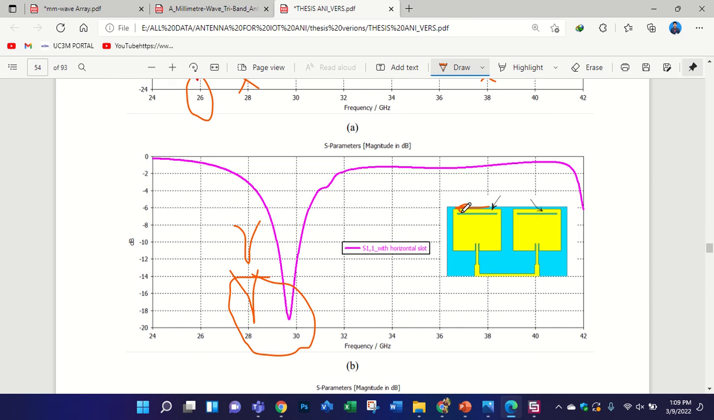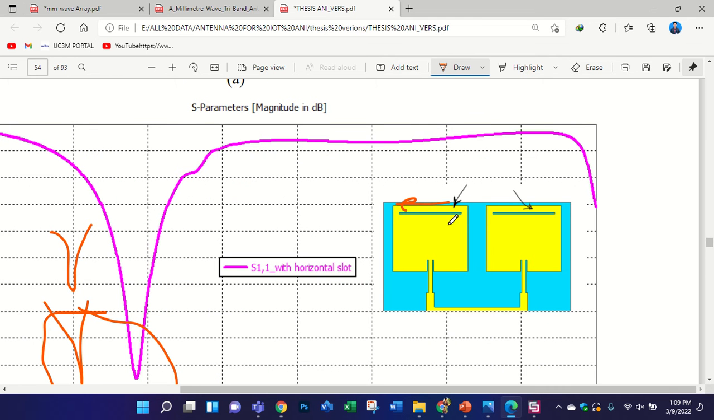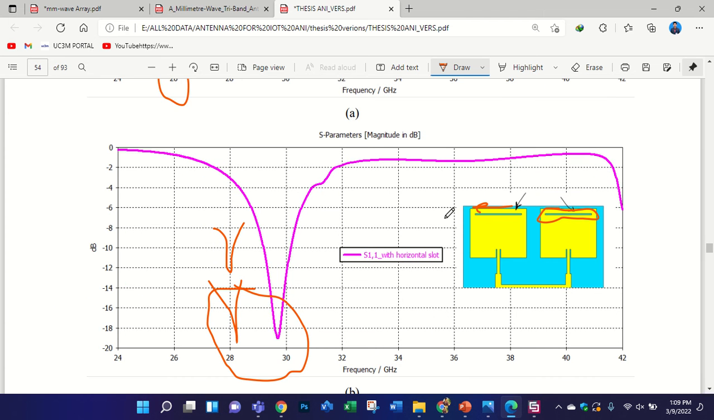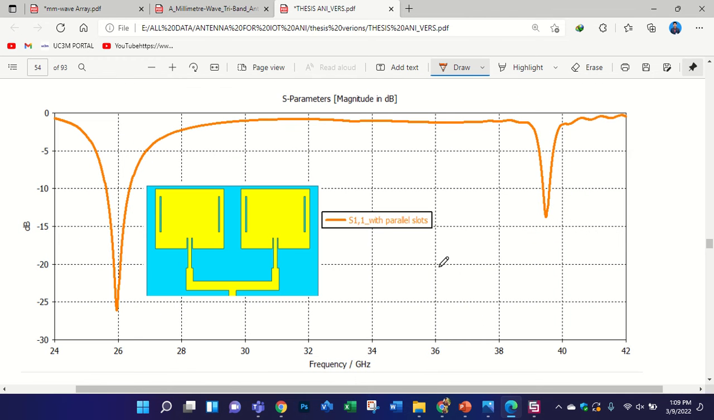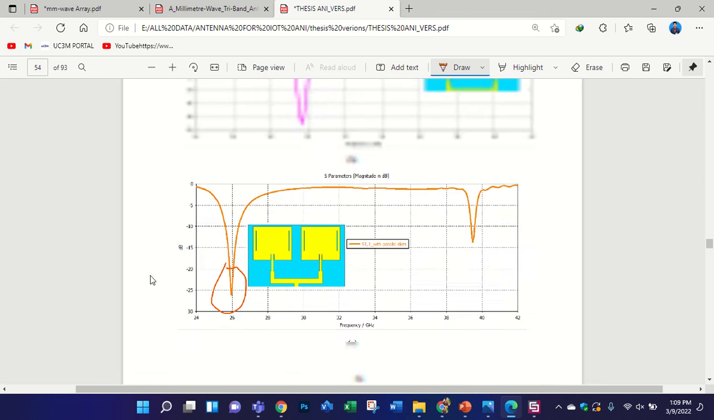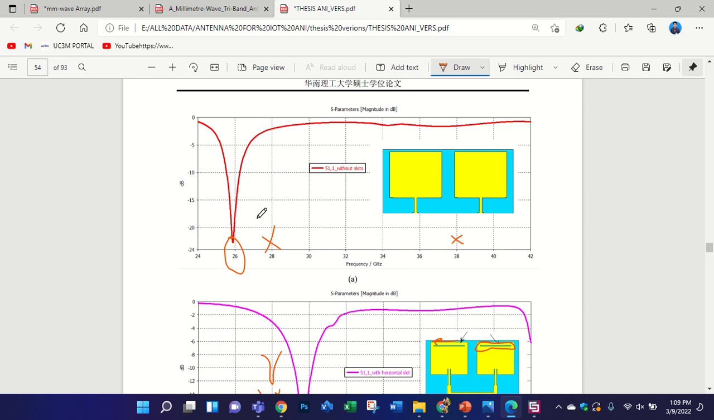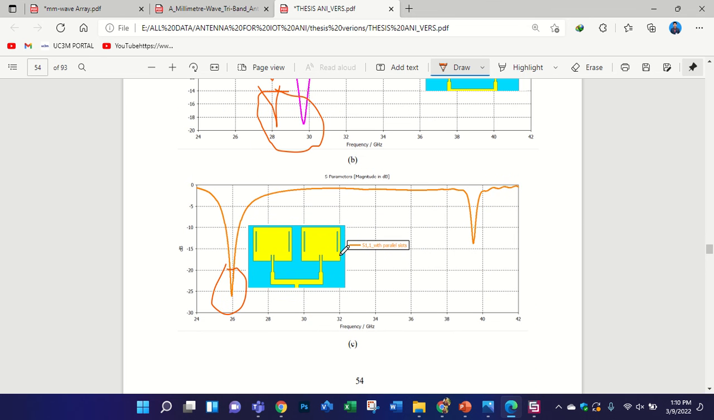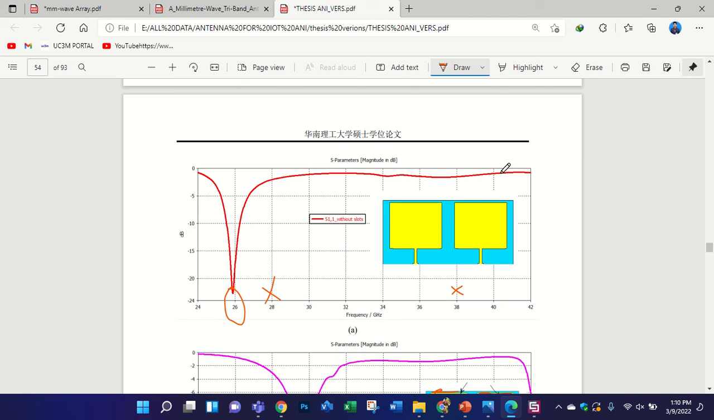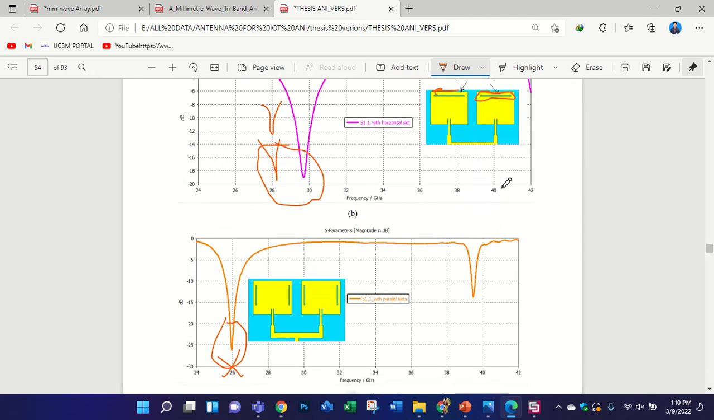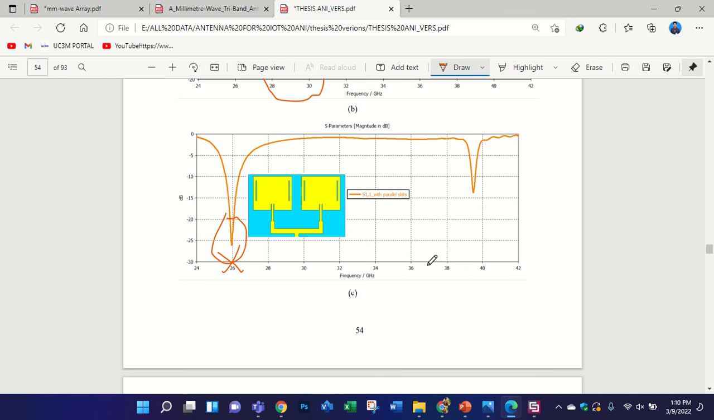because I first took the widest length and width of the slot. Then I only checked with the vertical slot. I noticed that there is no change in the frequency. In this case your antenna is only resonating at 26 gigahertz, not at 28 and 38. But when I added the vertical slots, there is no change in this frequency, but you see the higher band is now shifting towards this one, so I get 38 gigahertz.